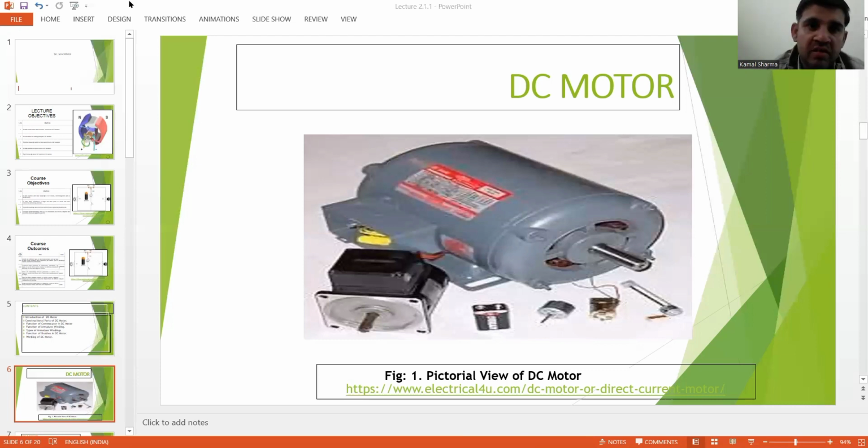When I'm talking about DC motor, you can see in front of you the pictorial view of DC motor. In this pictorial view, you can see we have open windings. No, we have closed windings. In DC machine, we have closed winding; in AC motor, we have open winding. That is one difference. Then you can see we have a shaft, because a motor requires a shaft. Very basic. I won't go so deep into it, but I'm just trying to give you an overview. So for rotation, we require a shaft.